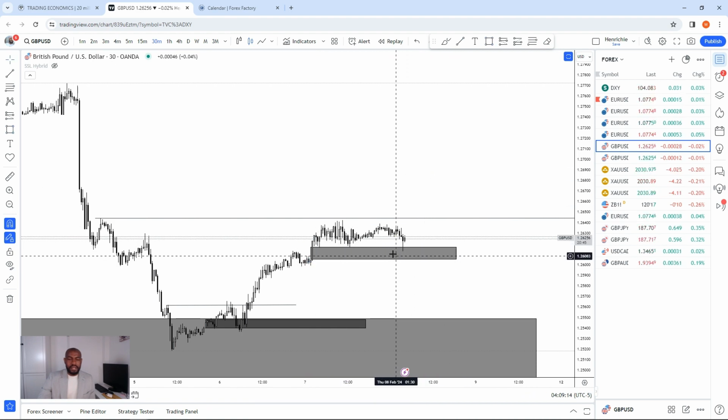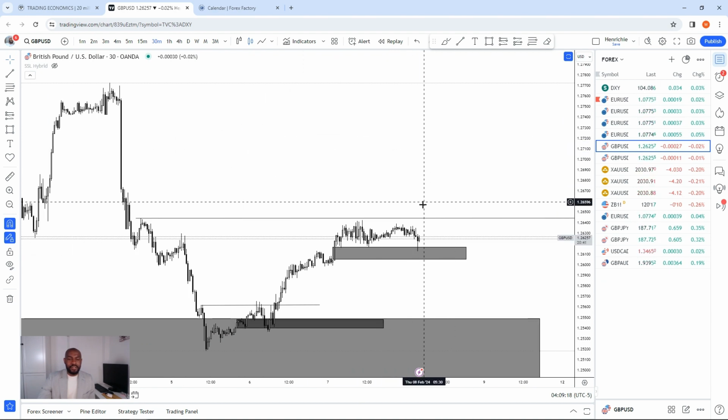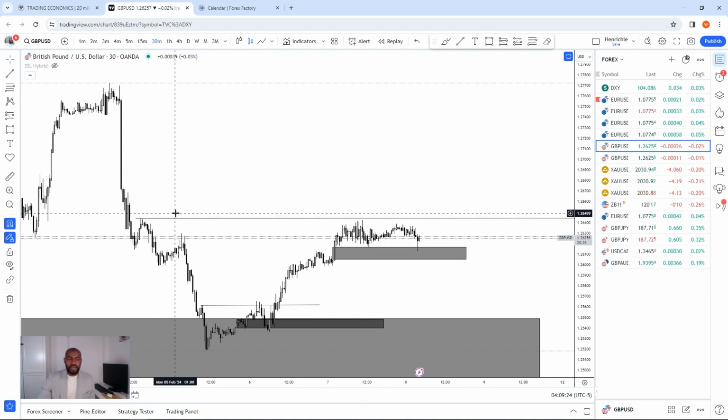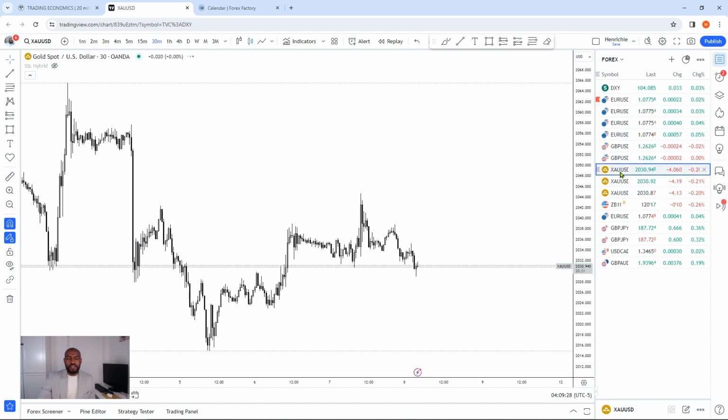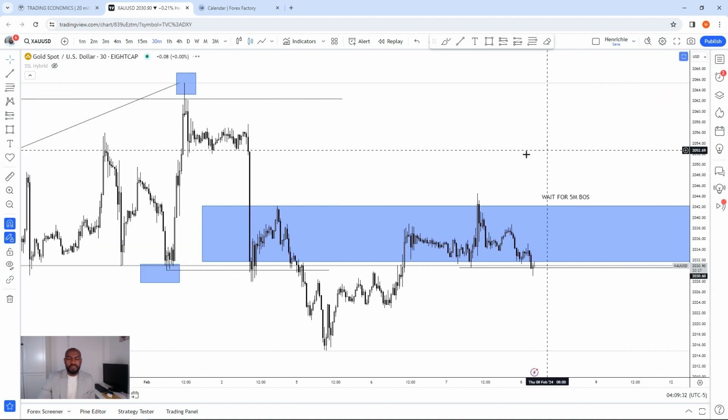And after dropping down into this inefficiency, I'm seeing this rejection. So price can still run this buy side. It's still not too late. It can still have an impulse move to run this buy side liquidity. So we're going to look at gold, and gold is another pair that I was watching as well.